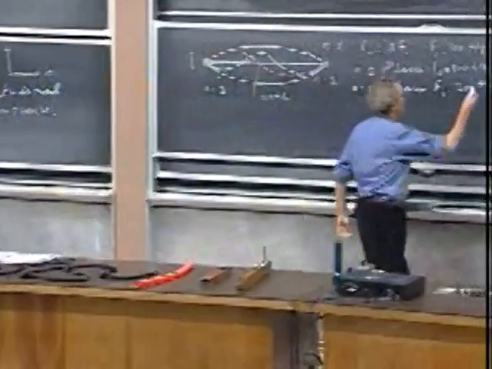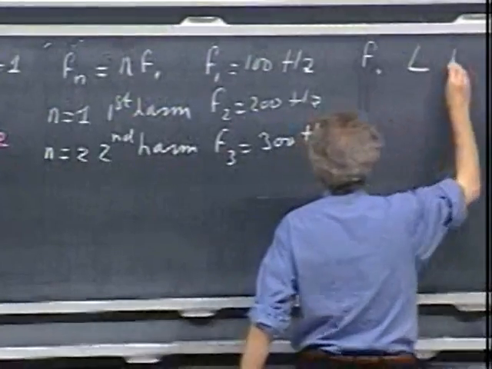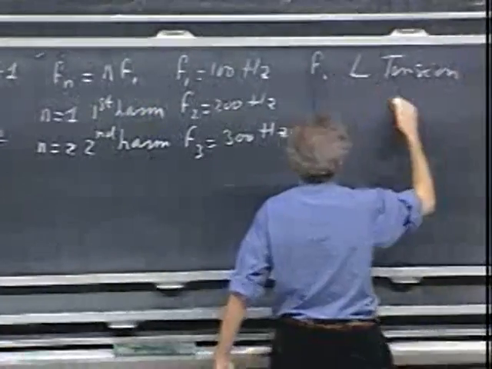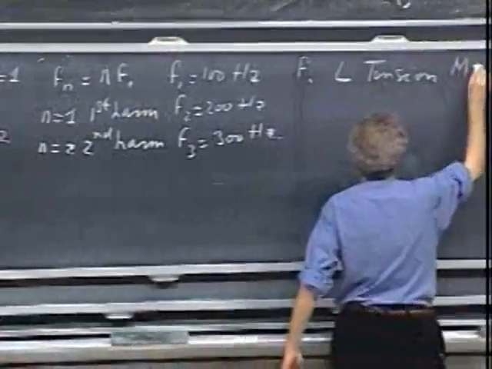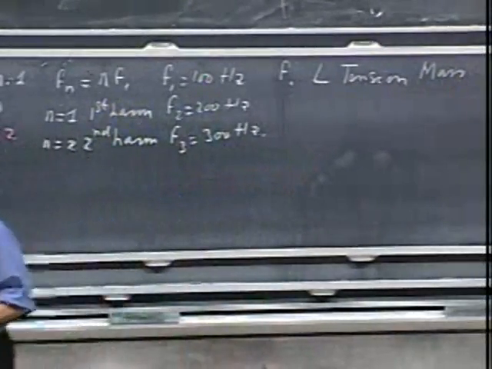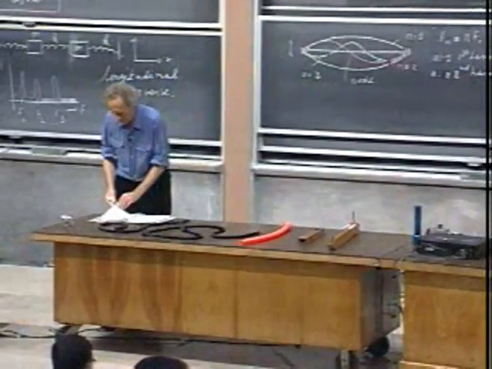F1 depends on the length of the string, on the tension. I will write tension, don't confuse this with period, and it depends on the mass of the string. Without going into the detail of how the dependence is, these are the parameters that determine the first harmonic.